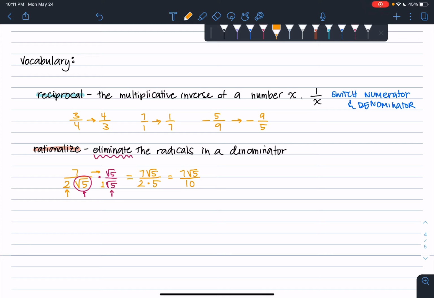Typically, we also want to check if these whole numbers in the numerator and denominator can simplify. All right, so here we have 7 over 10. So 7 over 10 cannot simplify. That tells us that this will be our final rationalized answer.